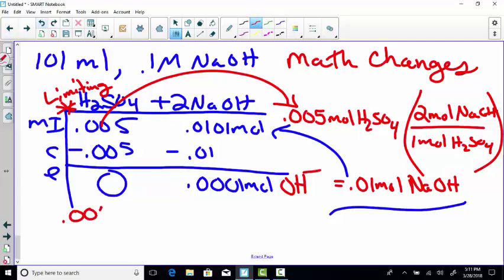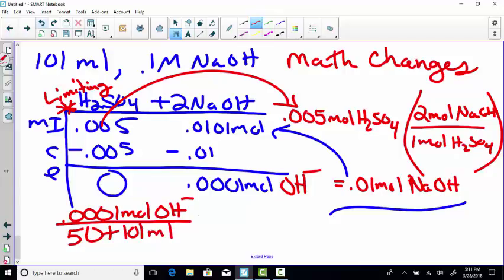So you have 0.0001 moles of hydroxide ions in 50 plus 101 milliliters of water. So 0.0001 divided by 0.101 liters. And math-wise, I did not do the math. I just have the pH. I don't have the pH. I have to do the math. Hold on.